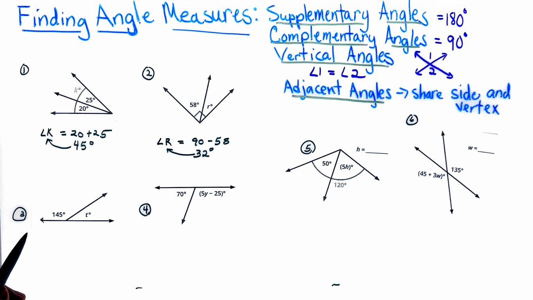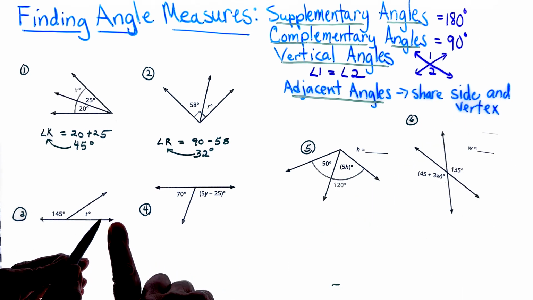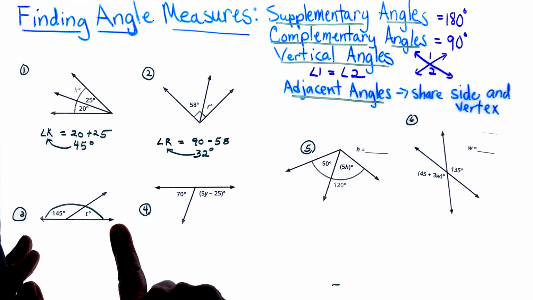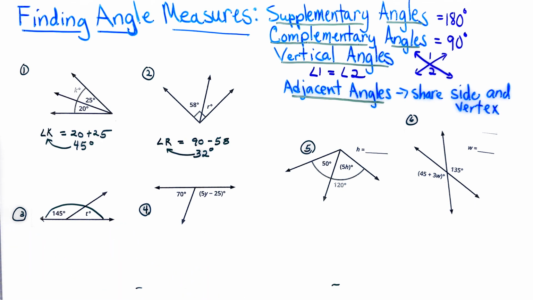Looking at number 3. Here I see that these are adjacent, but they are also supplementary, because we know that when we add these two angles together, they will equal 180 degrees. So to find angle T, I'm just going to have to say 180 minus my 145. And when I do that subtraction, I get 35. So I know my angle T is equal to 35 degrees.